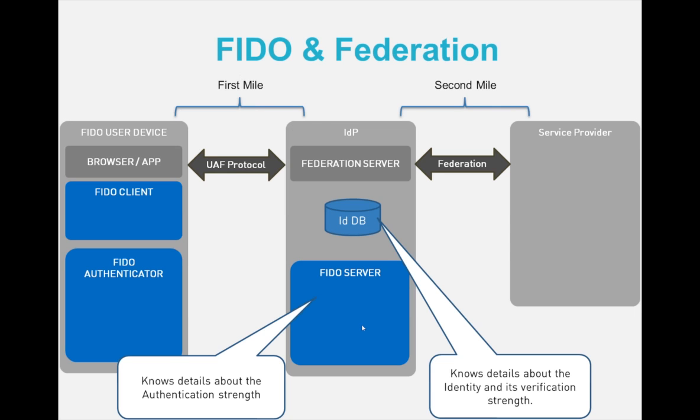So now, if you implement the first mile with FIDO, we can add a lot of value to that information, because now we might use a very strong method to verify the identity, and of course the IDP knows the verification strength of the identity. But at this time, with username and password, we use a very weak method, so we don't know whether this is really that user which we have verified before. Now with FIDO, we have a cryptographic proof about the authentication strength from the registration method, the attestation. So we can add that information about the identity and the authentication strength to the federation message and send that to the service provider.